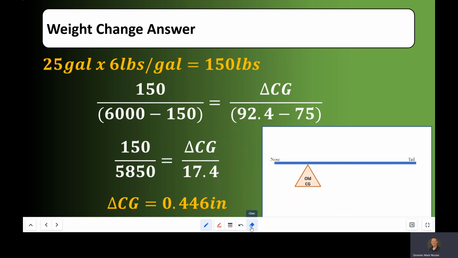We are looking at the center of gravity position at 92.4, and we are removing fuel during flight from station 75. That's ahead of the CG. So that means the nose moment is becoming less, or you're becoming more tail heavy. So in this case, we have to shift our CG rearward by 0.446 inches. So you got to think about it. Which way do I apply my change of center of gravity? Am I going tail heavy or nose heavy? And now I know how to readjust it.